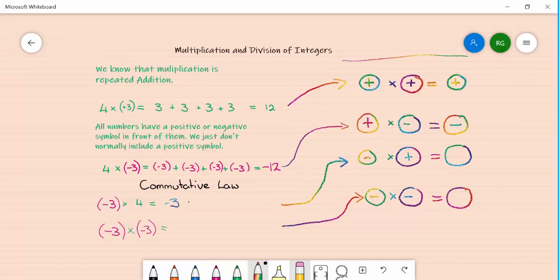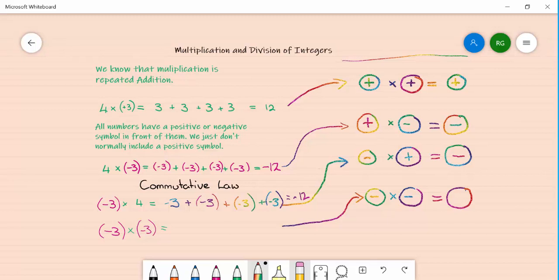Negative 3 plus negative 3. We put it in brackets just to make it clear that the positives and negatives aren't getting in the way of one another. Negative 3 plus negative 3 still equals negative 12, which is obviously a negative value. So a negative multiplied by a positive also gives you a negative.